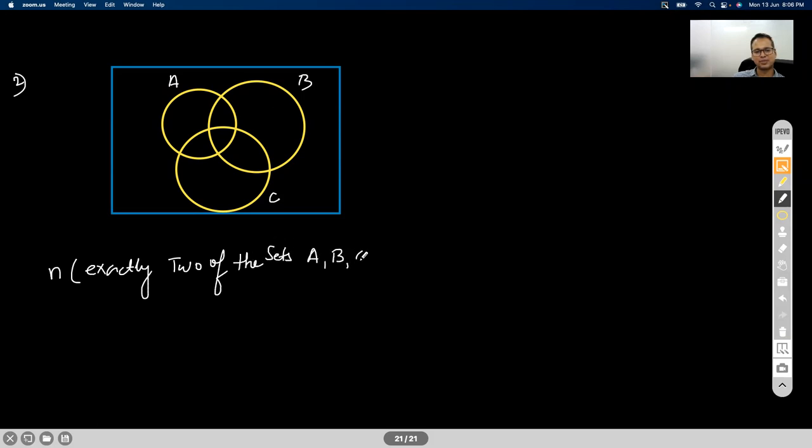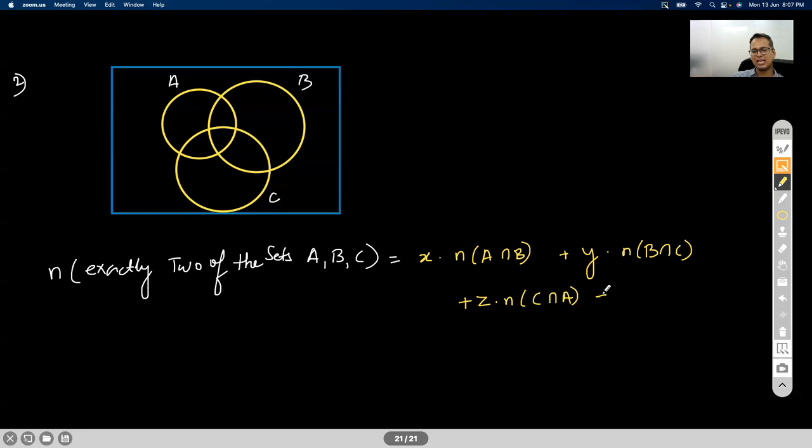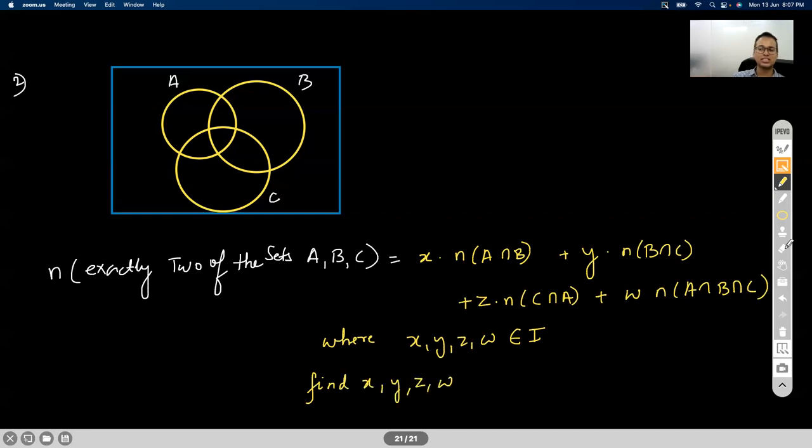Let me write the question in this way. Let's say the expression is X times N of A intersection B, Y times N of B intersection C, Z times N of C intersection A, and W times N of A intersection B intersection C, where X, Y, Z and W are integers. Find X, Y, Z, W. So instead of giving you the direct law, I'm giving it as a question.